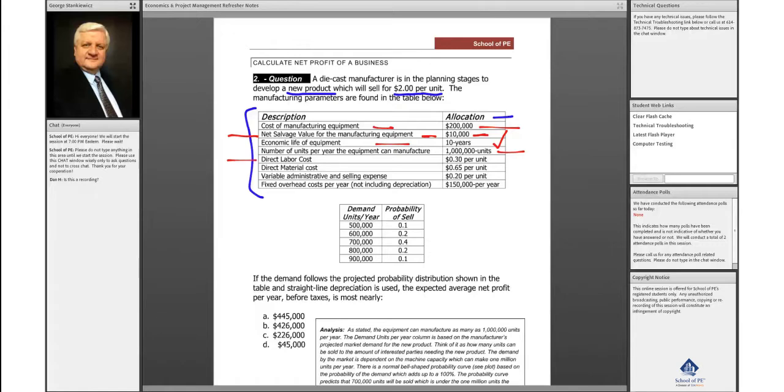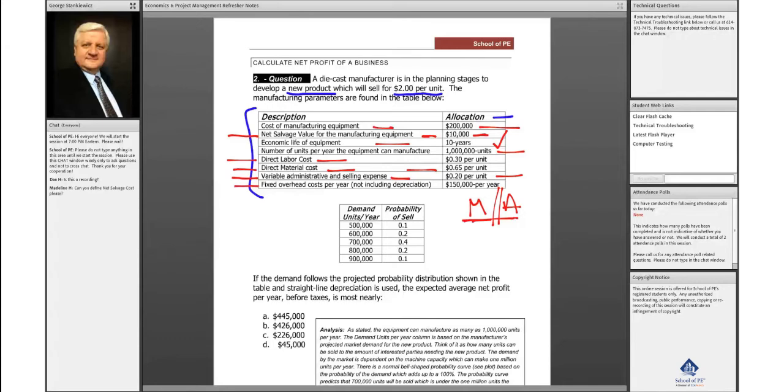Now we have our direct labor cost. This is what it costs to make the unit. Here is our direct material cost. It takes 65 cents to make it, and 30 cents a unit for the labor. Then we have variable administrative and selling expense. That's got to be accumulated, and that costs 20 cents. So you have a marketing department, let's say, and you have to pay your administrators and all the rest, so you have that overhead part of it.